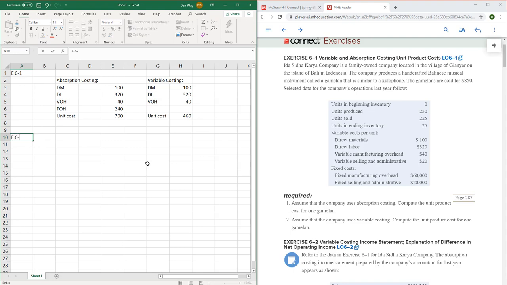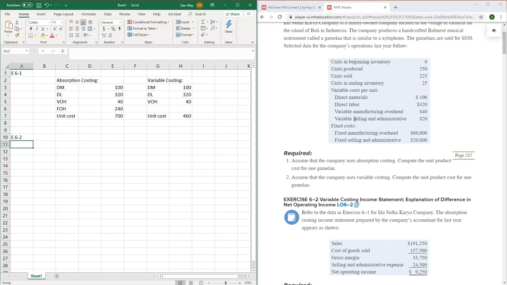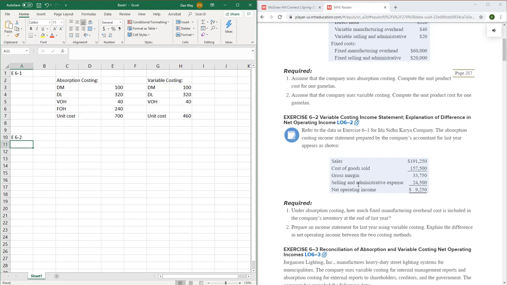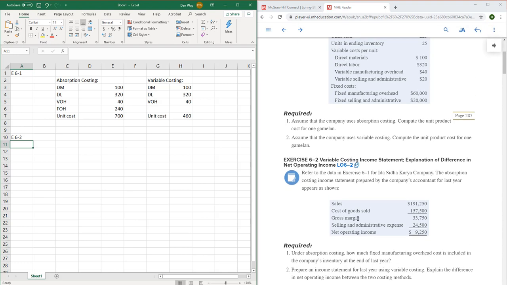Let's take a look now at exercise 6.2. Referring to the data in 6.1, it shows us the absorption costing income statement prepared by the company's accountant for last year. It's in the mini box here. And the requirement says, under absorption costing, how much fixed overhead is included in the company's inventory at the end of last year? So, fixed overhead in inventory at period end.